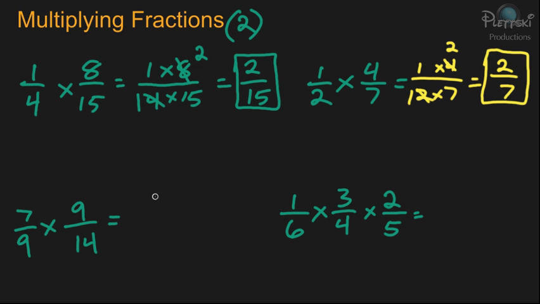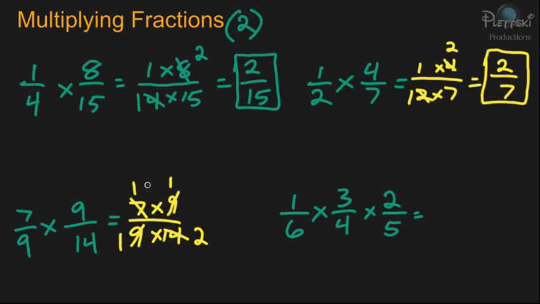All right, this next one, 7/9 times 9/14. Let's rewrite it as 7 times 9 over 9 times 14. And you'll see that they actually have a term that's both divisible by 9. So we can divide the 9 by 9 and get 1, and the 9 by 9 and get 1. But now we have a term that's 7 and 14, and those are both divisible by 7. So we can divide 7 by 7 and get 1, and 14 divided by 7 is 2.